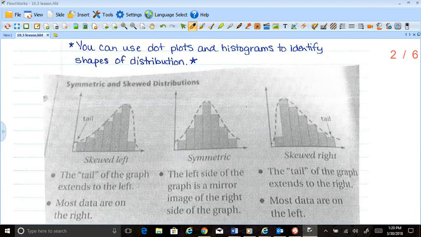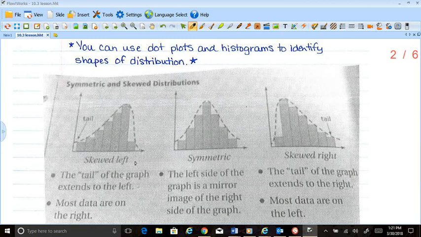When you're talking about shapes of distribution, most of the time you're going to be dealing with dot plots and histograms to identify the shape of distribution. You also can talk about distribution with box and whisker plots, but we're going to be talking about those soon. Today we're just dealing with dot plots and histograms. So here's some examples down below.